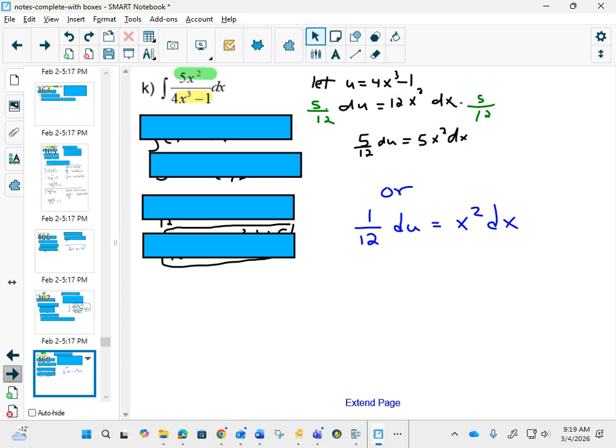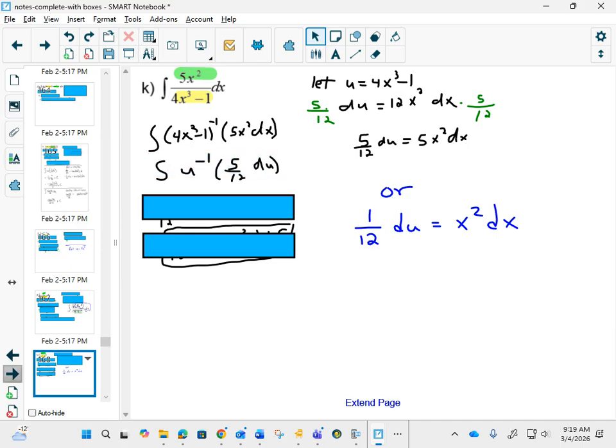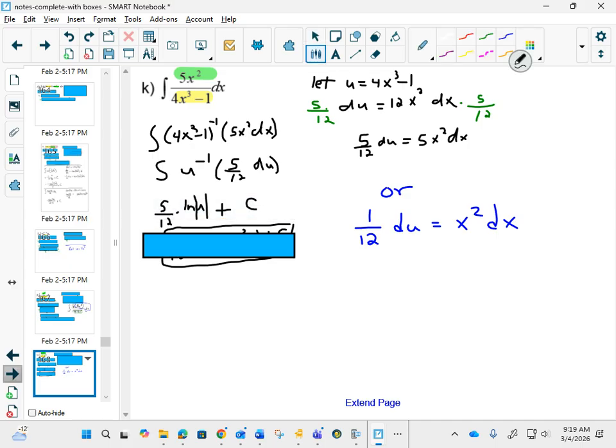If I got the 5x squared by itself, do you see that when you substitute in, you will get 5 over 12 du? If you just got the x squared by itself and replaced it with the 1 over 12, do you see you would have to leave the 5? And then you'd be left with a 5 on the top anyways. So there are 2 options for how you want to work with your numbers. But now we get our natural log, put my absolute value bars.